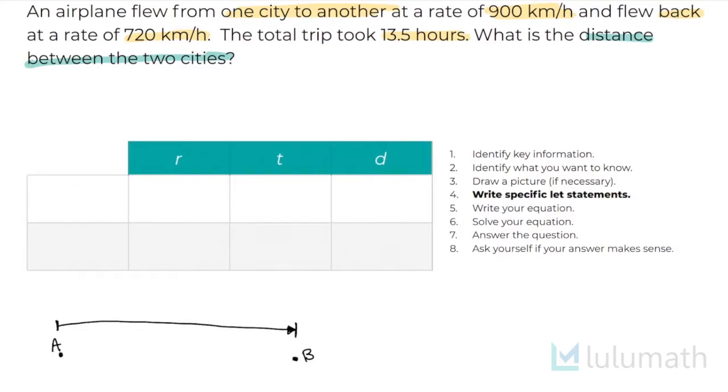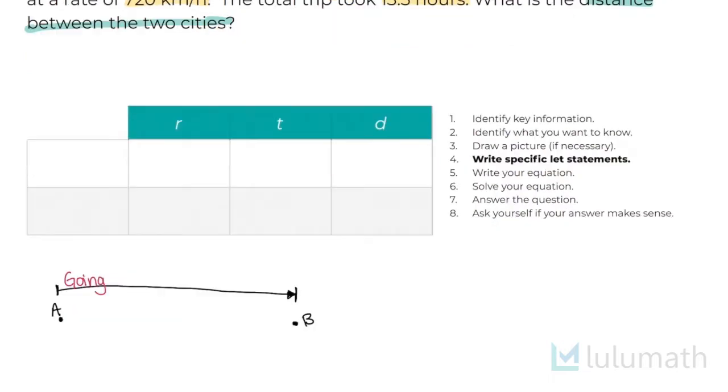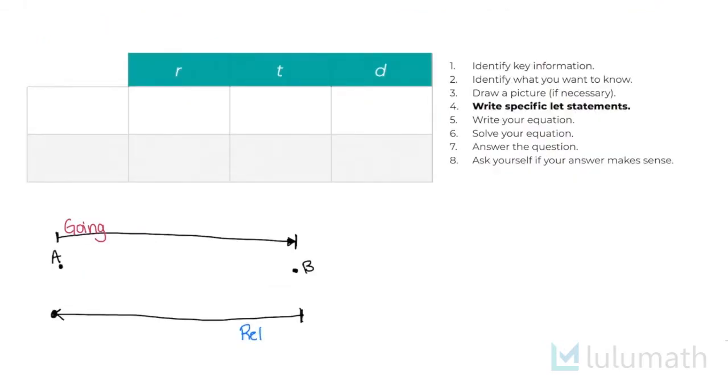We don't know how long that time is specifically, just going in one direction. We know the total trip, but we don't know from City A to City B. This is the airplane going. Then the airplane returns from City B to City A. So it starts at City B and then it returns to City A. And we know that the total time that it took was equal to 13.5 hours.